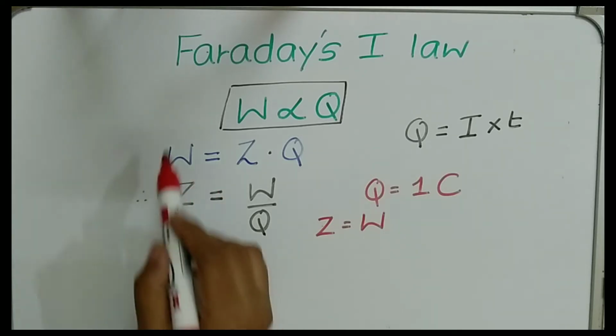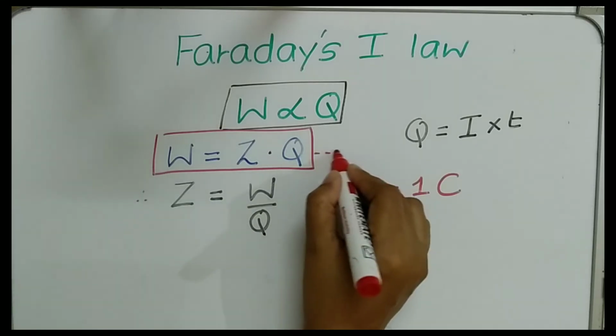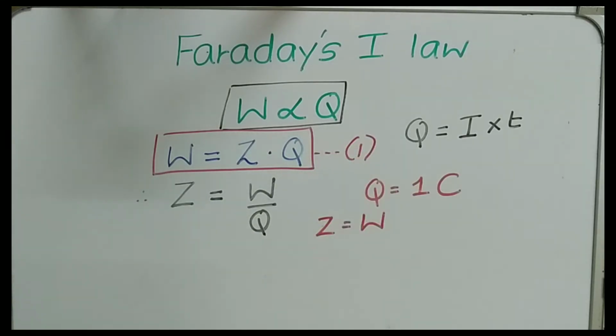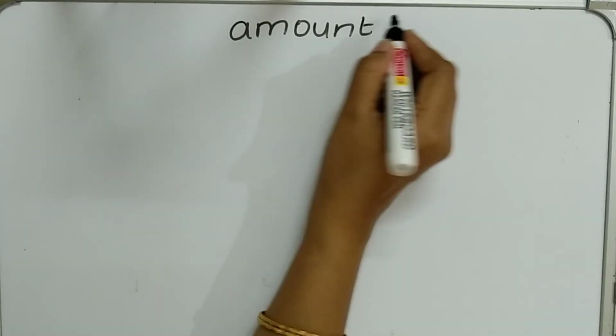I will put this as equation number 1. Please make a note of these equations. First law, equation number 1 is W equal to Z into Q, where W is the mass of the substance deposited at the electrode, Q is the charge flowing in the circuit, and Z is a constant.